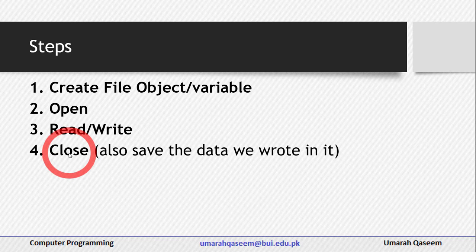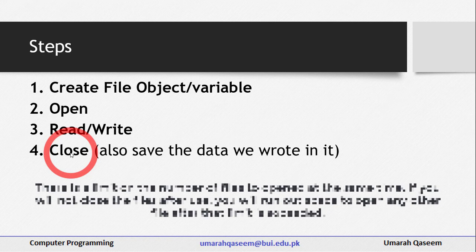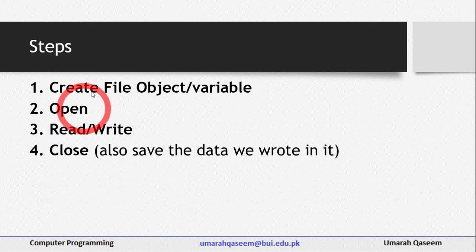Why? Because of two things. One is, if you don't close the file, the data that you have written in the file will not be saved. So to save that data, you have to close the file. And second, the resources that are allocated to that file, the file handler, will not be released. The resources that the operating system has given in order to open the file or allocate it to the file will not be released if you don't close the file. So these are the 4 steps. Create the file variable, open the file, read or write in the file, and close the file.